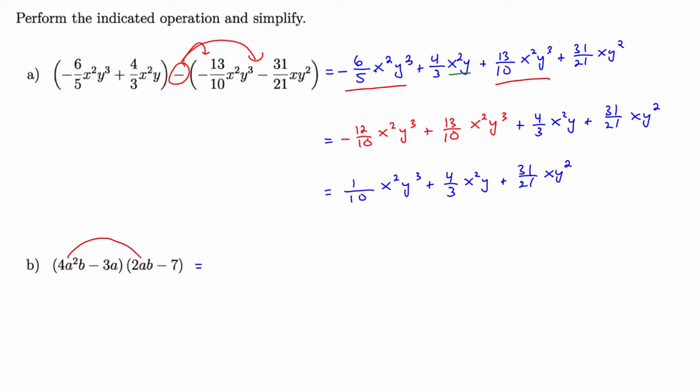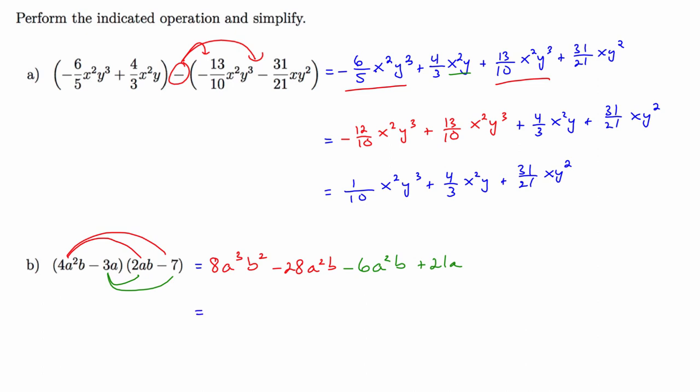4a squared b times 2ab. 4 times 2 is 8. A squared times a is a to the third. B times b is b to the second. And then 4a squared b times a negative 7. 4 times negative 7 is negative 28, and the variables will not change, a squared b. On the inside terms, negative 3a times 2ab, negative 3 times 2 is negative 6, a times a is a squared, and there's 1 b. And finally, negative 3a times a negative 7, negative 3 times negative 7 is plus 21a.